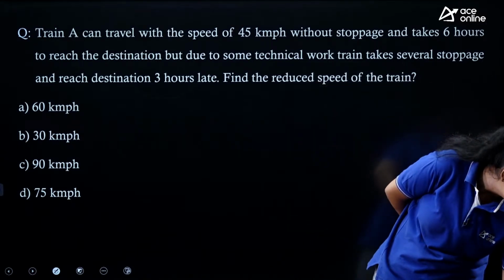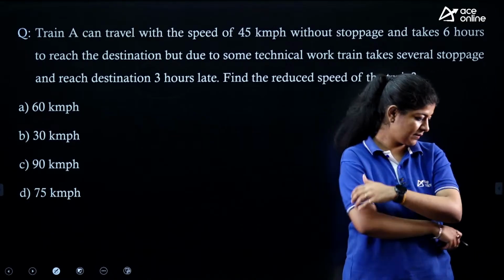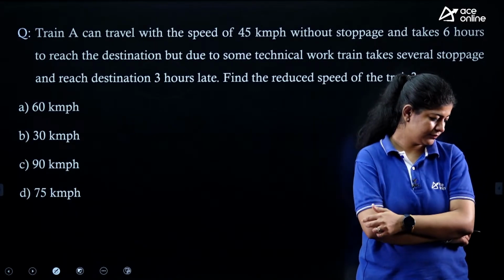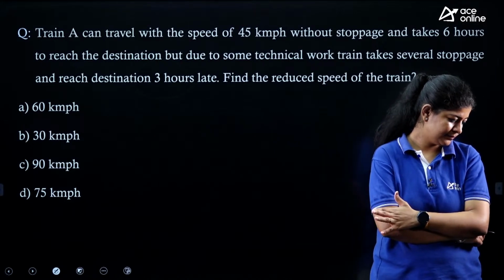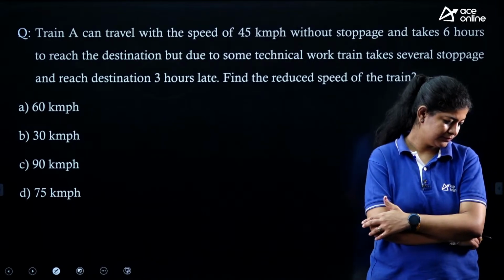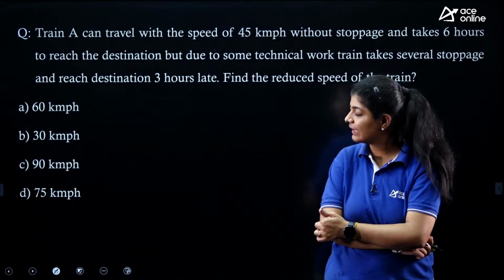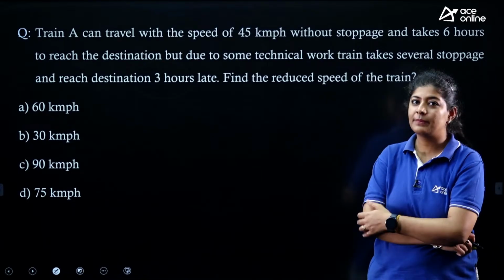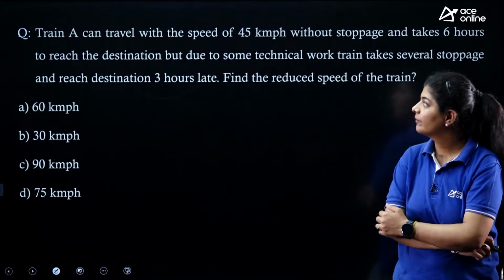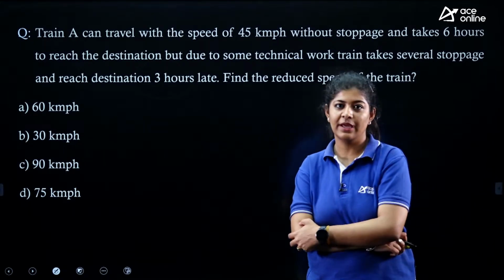This one is also a very easy one. What we need to do? We just simply need to find out the reduced speed of the train. Option number D, 75. We need to find out the reduced speed, not the increased speed. The value should be lesser than 45, and there's only one option in which we are having it.